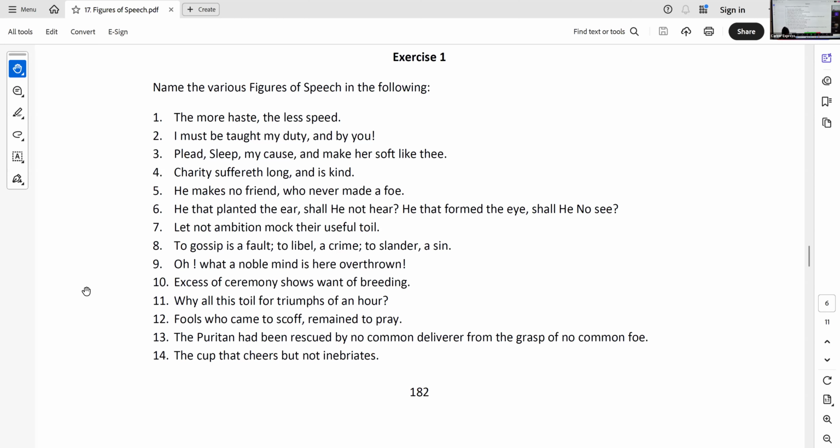13. 13 is a litotes. You asked me this question. No common deliverer, no common foe. That means both are unique in their own way. Both are being admired. Neither was it a common deliverer. It was an uncommon deliverer, meaning a unique person, a person with great abilities. And no common foe means a very special foe, a special enemy. Foe means enemy.